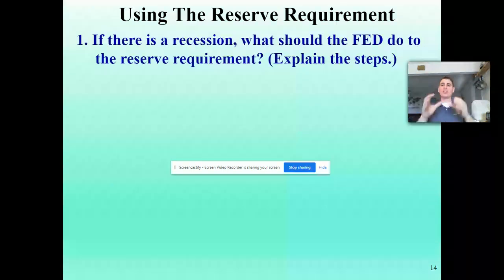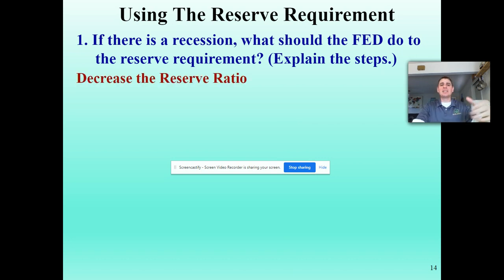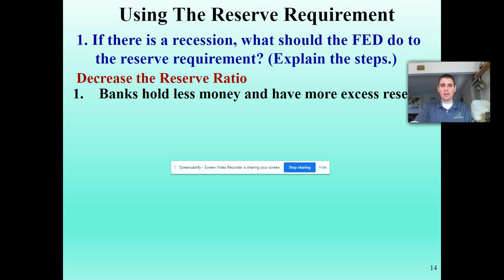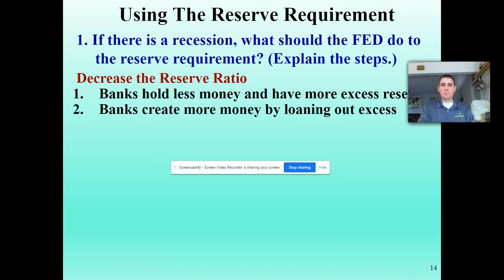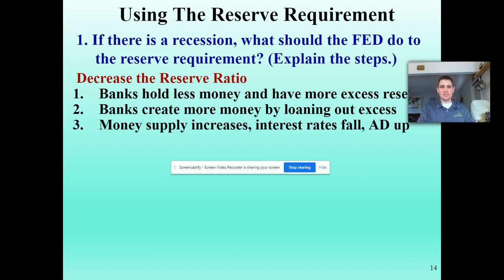If banks have to hold on to less cash, what are they going to be able to do with that other cash? We'll loan it out. So decreasing the reserve ratio means that banks have less money that they're required to hold on to, which means that they have more in excess reserves, which means that they can then loan out more money, right? So banks create more money by loaning out the excess. Money supply increases, interest rates fall, aggregate demand increases, right? You got to know those steps.